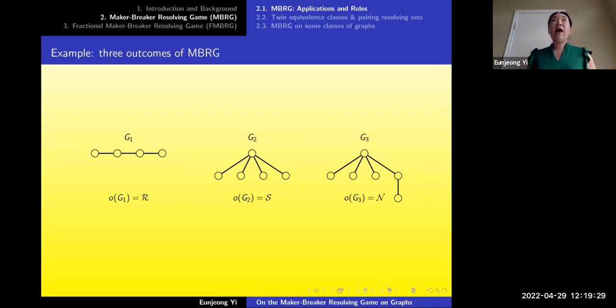So as you can see, after the second round, the spoiler is guaranteed to pick 2 vertices out of 4, which means that the resolver can never occupy 3 vertices. So the spoiler is guaranteed to win. So the outcome is S.